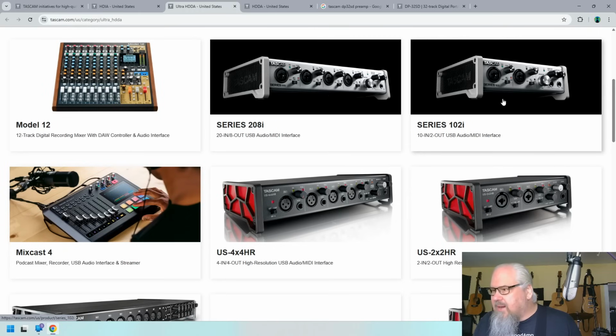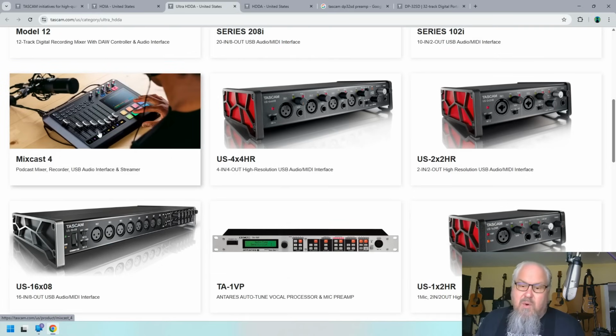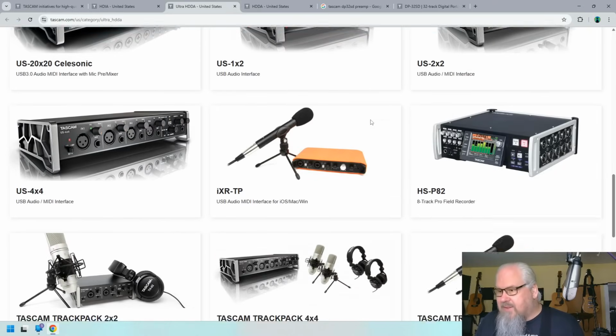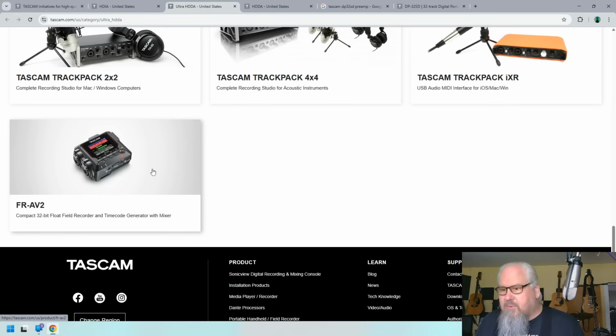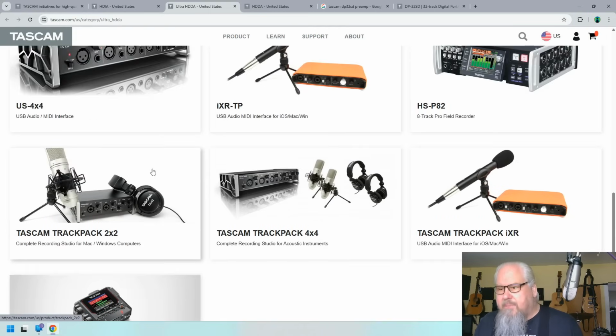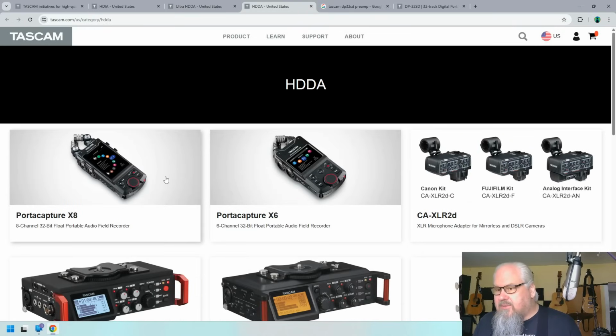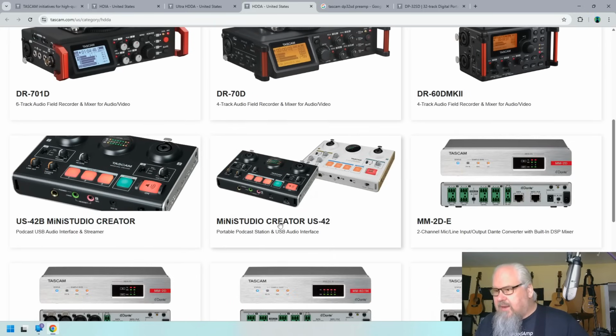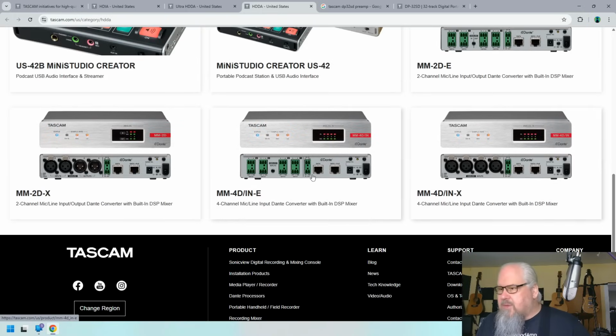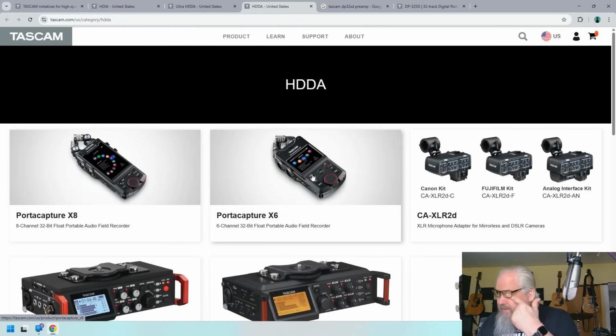These USB audio interfaces. The Mixcast 4 has it. That's kind of interesting. So that's a podcast machine. And so all these ones have it. There's quite a few. And even this float field recorder has that preamp. So this is everyone that has this special fancy preamp. And then HDDA is under the Portacaptures, which is the little handheld ones. And then the field recorders, which is kind of neat. And so these mini studios, those are, again, podcast ones. And then some of the USB ones. So, it's kind of neat. And then, this is also for what is this? This is some kind of microphone adapter for a camera. So you got that as well.